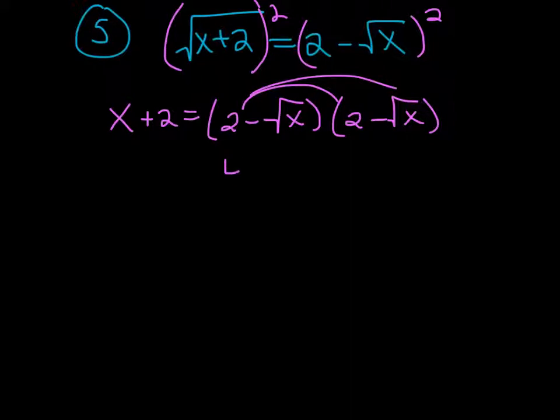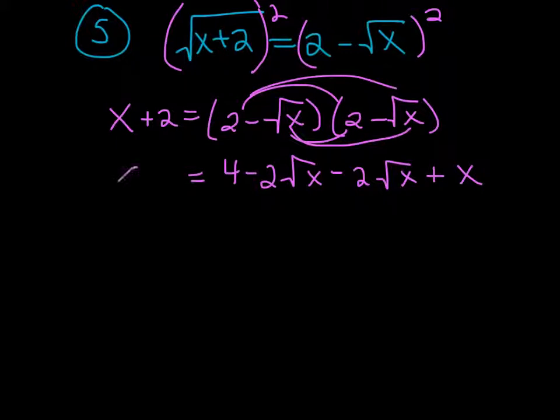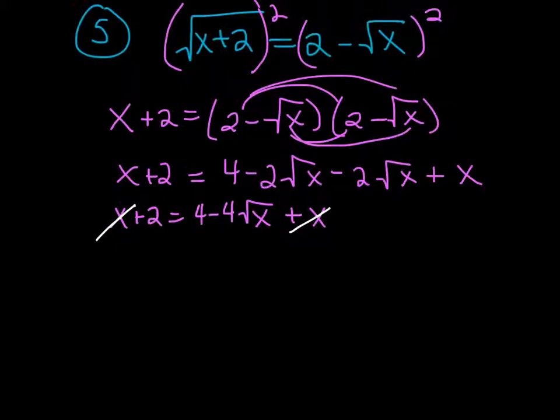So we have to do 2 times 2, 2 times negative square root of x, negative root x times 2, and negative root x times negative root x, which is positive x. So then we're going to add up our like terms on that right side. I'm going to move everything to one side. We see here that we have an x on each side, so that's going to cancel out. I'm going to go ahead and move my 2 over, subtract this 2, so I have 2 minus 4 root x equals 0. That turns out to be kind of a silly move, but that's okay.